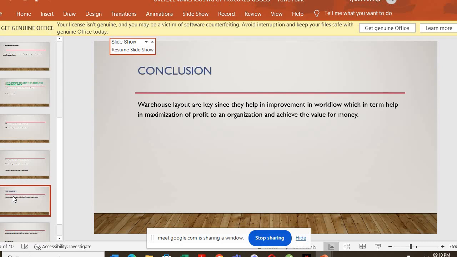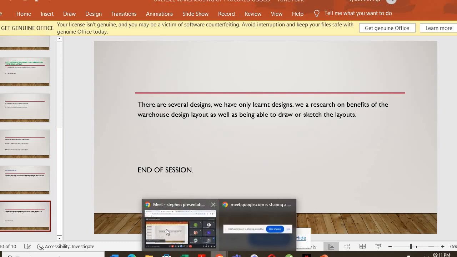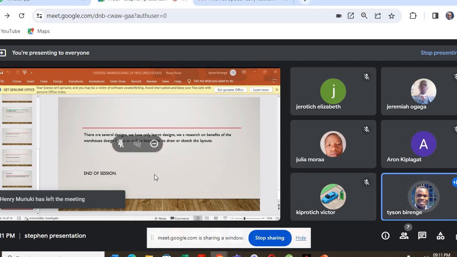So in conclusion to our class, we can see that warehouse layout is key because it helps in improving the workflow of the goods in a particular organization, and this enables the organization to achieve value for money. Now, this is the end of our session, and I would like us to remind ourselves what we've just learned.